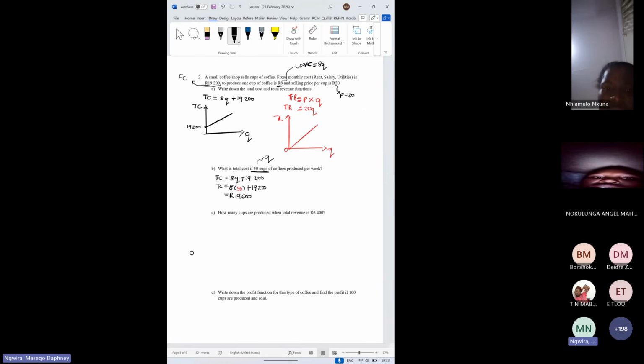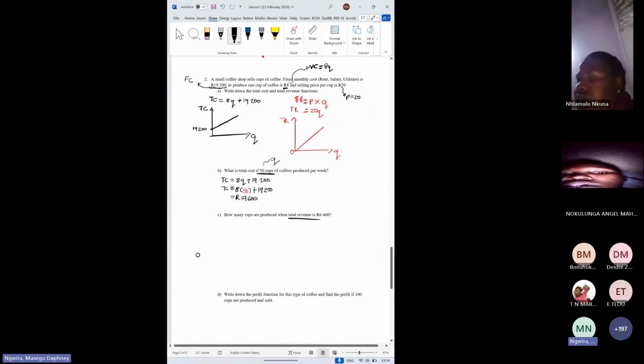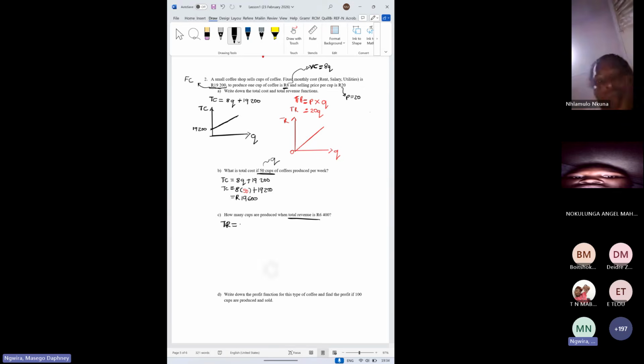C says, how many cups are produced when the total revenue is 6,400? So what does it mean? It means that now we are going to use the total revenue function. We are not going to use the total cost function. We are looking for Q, quantity, on the total revenue function. So my total revenue function, the one that I calculated, is TR equals 20Q. So my TR is 6,400. Then this is equal to 20Q.